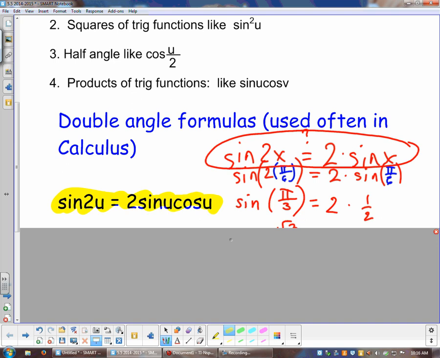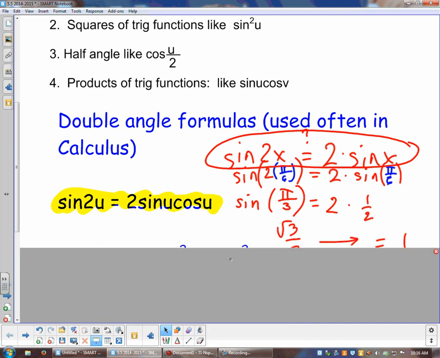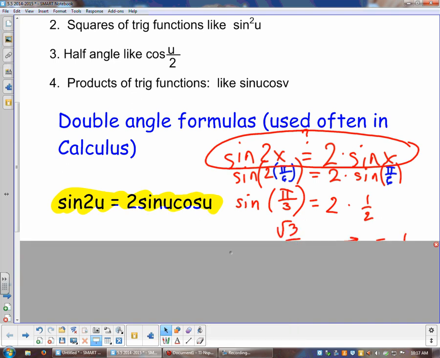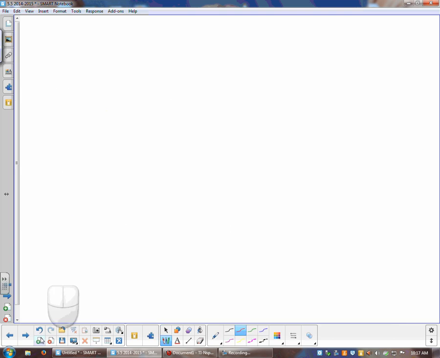And let's talk for a minute, just so you're like, well, where'd that come from? Who made that up? Let's actually verify this one for a moment. So if I want to show that the sine of 2u is equal to 2 sine u cosine u, I'll say verify.